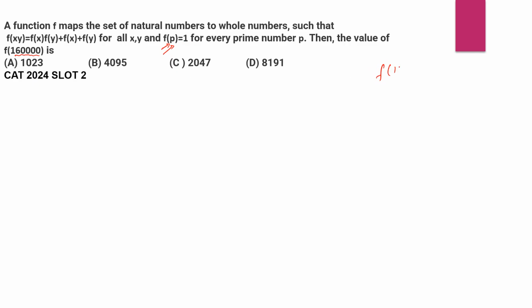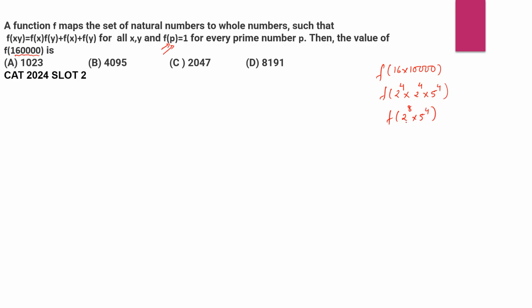This f of 160,000 can be written as 16 into 10,000. Can we write it like this? Yes or no? And the 16 contains 4 twos. The 10,000, when you try to split it, you get four twos from here also, and this can be written as 625, that is 5 to the power 4 also. So effectively, you get f of 2 to the power 8 into 5 to the power 4.